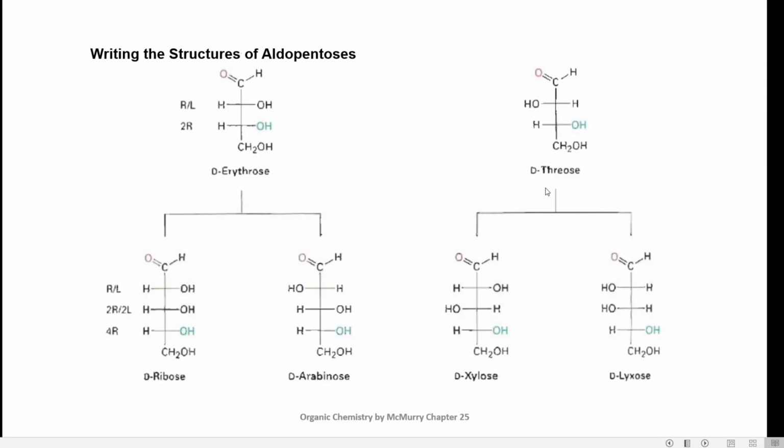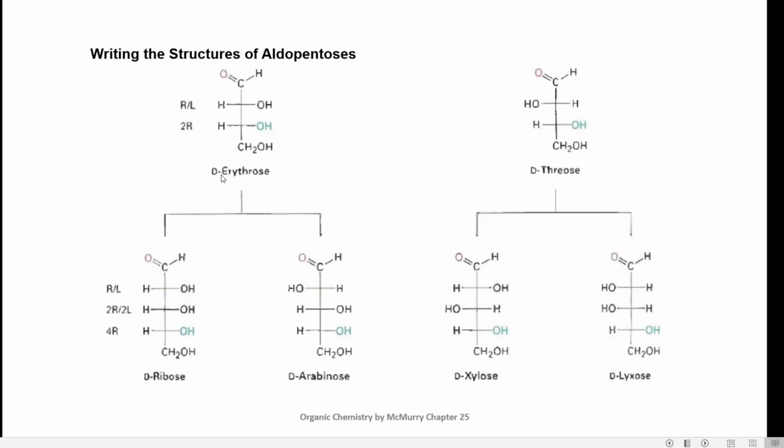These are the structures of aldopentoses written here. Now to write these structures we have started from the aldotetroses which we have written in the previous slide. Here D-erythrose and D-threose. So on the basis of D-erythrose we could write 2 more structures of corresponding aldopentoses. And what we would have to do?